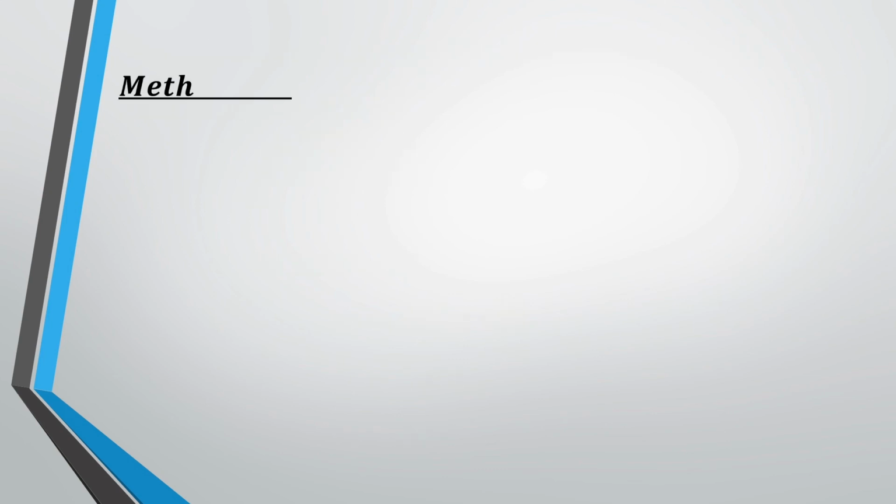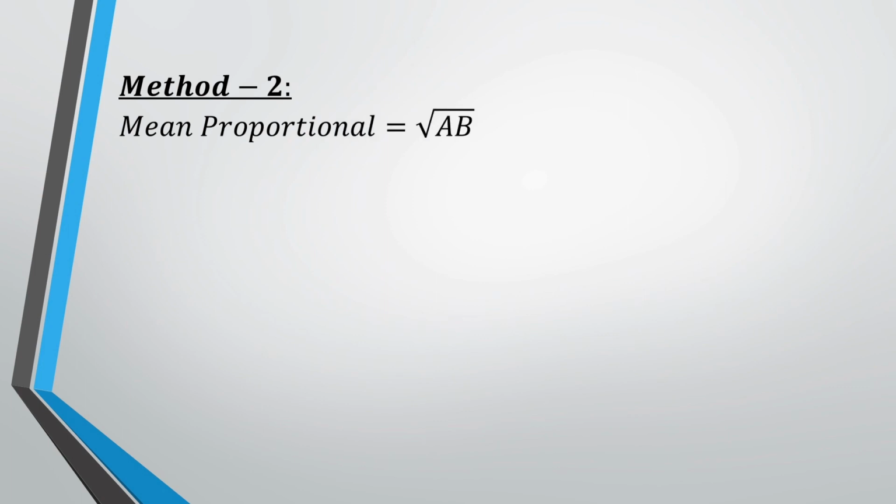We have another method as well, which is very simple. Already I have mentioned the mean proportional formula, that is equal to root AB, that is root of 16 into 36. So the answer is 24. This is a very simple and easy method. We can get the answer in a single step. This is something which we should use in our exam so that we can save our time.